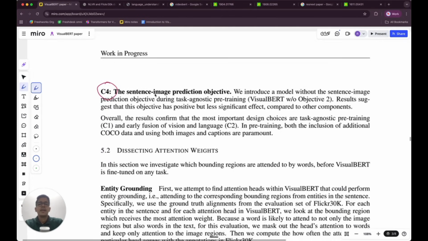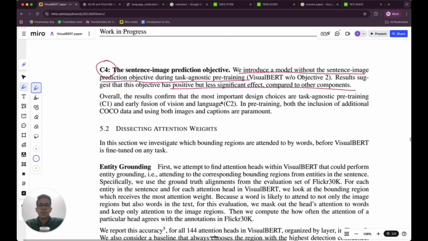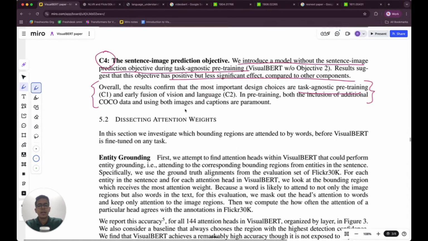Then C4 is sentence image prediction objective. We introduce a model without the sentence image prediction objective during the task agnostic pre-training. Results suggest that objective has positive but less significant impact compared to other components. Okay. Overall results confirm that the most important choices are task agnostic pre-training. So we have to pre-train with sentence followed by image, the sentence image dataset pair from COCO, and early fusion is also needed. So COCO pre-training is needed and early fusion is needed. Those are the two most important things that this model requires based on the ablation study.